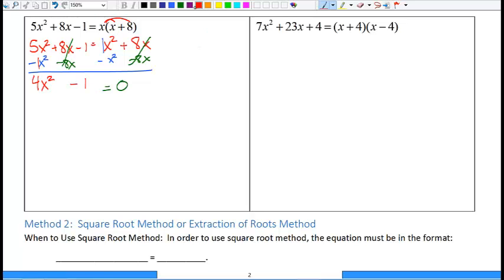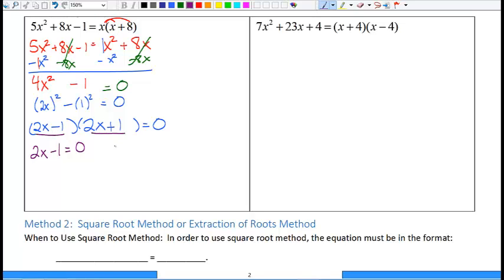Step 2 says factor. This is a binomial. There is no GCF, but it is a difference of two squares. We have 2x quantity squared minus 1 squared. So this factors into 2x minus 1 and 2x plus 1. Then I'm going to set each of those factors equal to 0 because both of these factors have a variable in it. And then I'm going to solve.